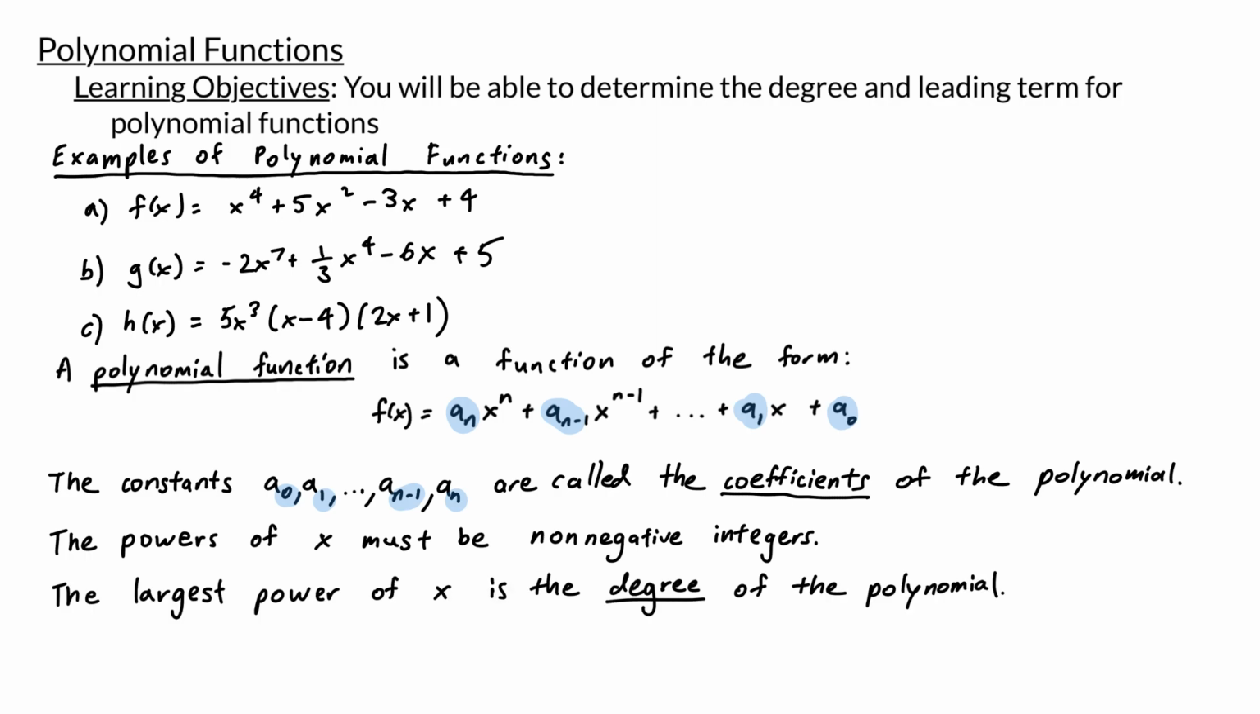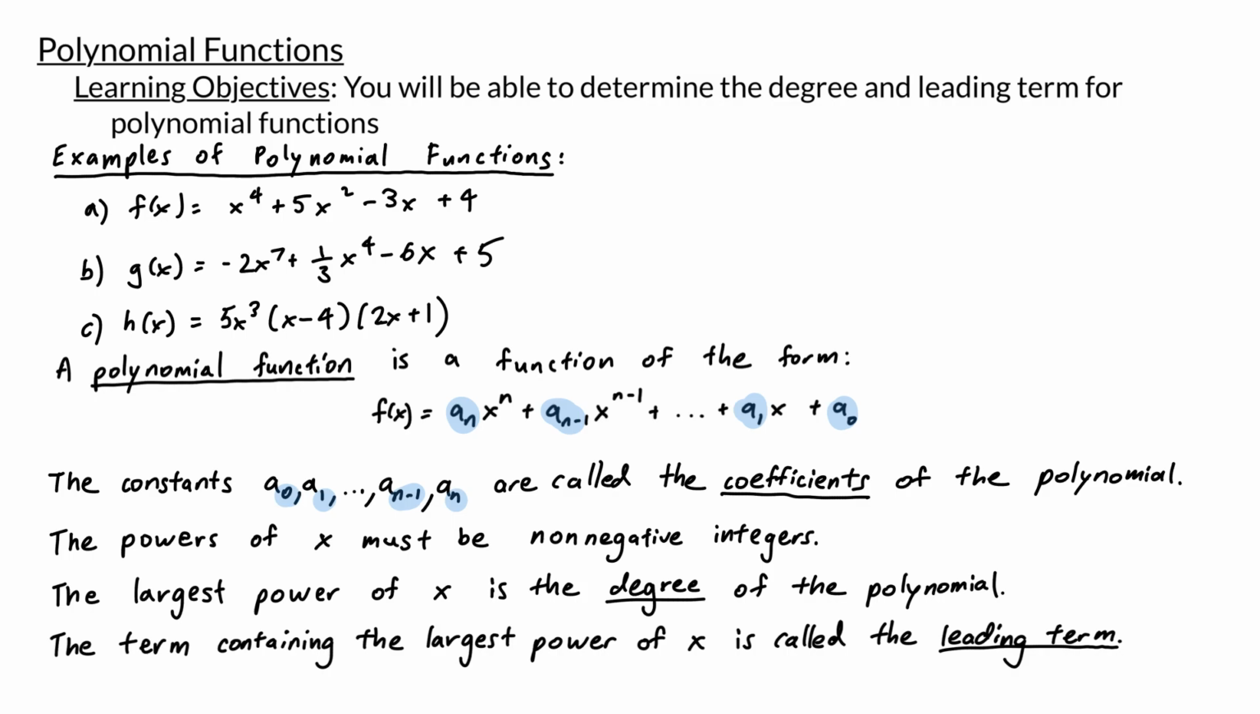When we look at the different powers of x that are in our polynomial, the highest power of x is called the degree of the polynomial. And lastly, we call the term that contains that largest power of x the leading term of the polynomial. And you'll also hear the coefficient of that leading term referred to as the leading coefficient.